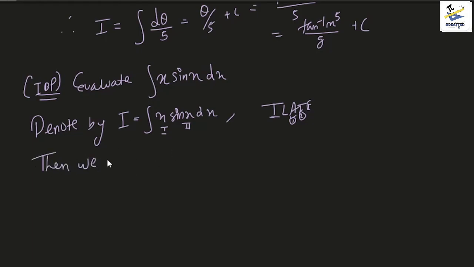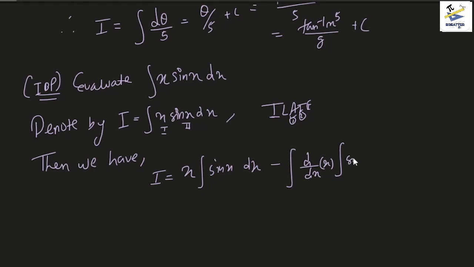Then we have I equals x into integral of sin x dx minus derivative of x, which is d dx of x, into integral of sin x dx, and the whole thing is dx here, right? Now integral of sin x is minus cos x, so this is minus x cos x, minus d dx of x is just 1, and integral of sin x is again minus cos x, right?